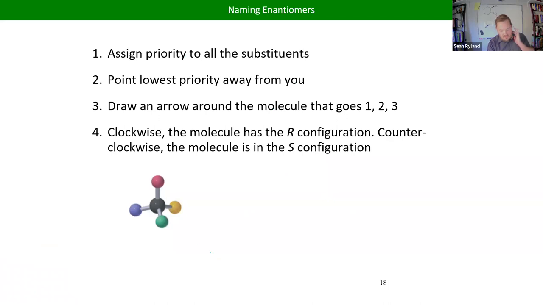The way we're going to do that is start by assigning priority to all the substituents. And the way we do this so that it is consistent is we just use atomic number. Whatever's attached to your chiral carbon, you assign priority based on whatever has the highest atomic number. Not the weight of the entire thing, but the atomic number of whatever's directly attached. And if there's a tie, you go one atom further out, and if it's still a tie, you go one atom further out until you get to something where one of them has a higher atomic number than the other.